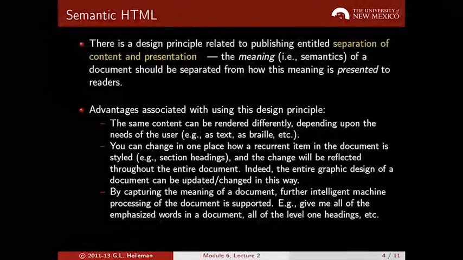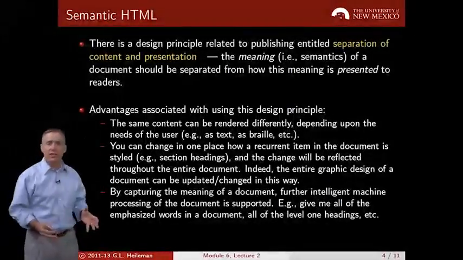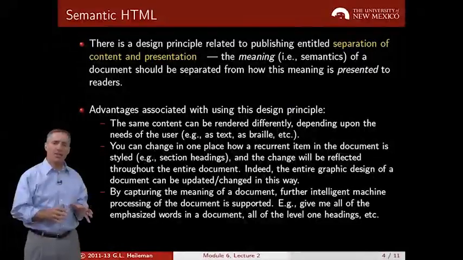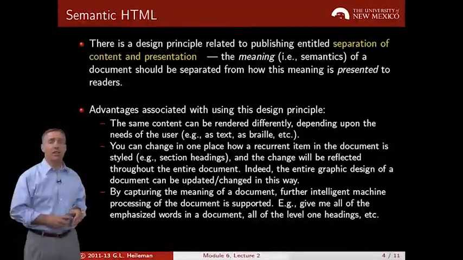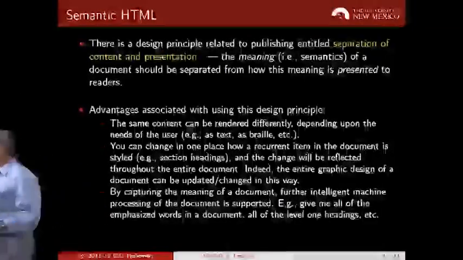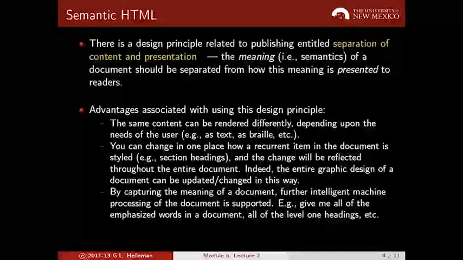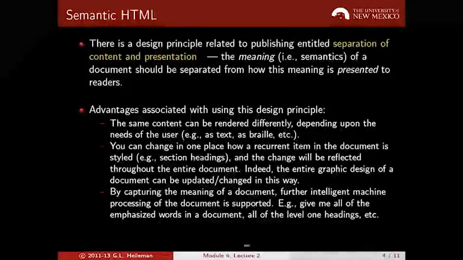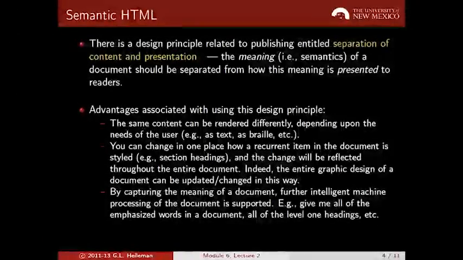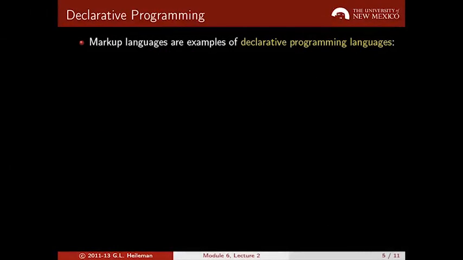So the other thing that happens, and this leads into Web 3.0 types of scenarios, is that if you can capture the meaning of a document, then computers can use that to determine things about that document. So further intelligent machine processing can occur if you're capturing the semantics or the meaning of a document. And there's actually a tag that we'll see in HTML that allows you to specify this. It's called the meta tag, and it allows you to attach meta information to a website.